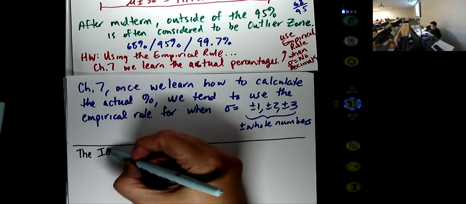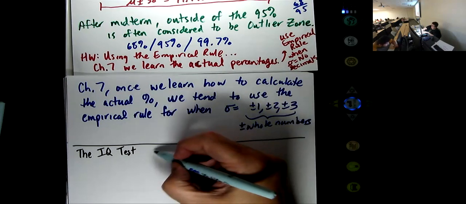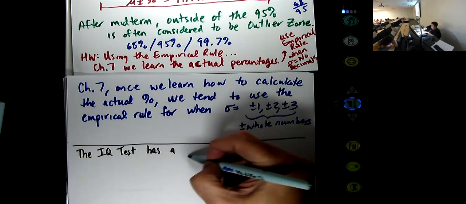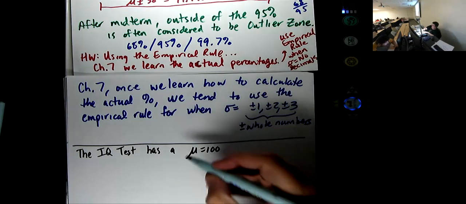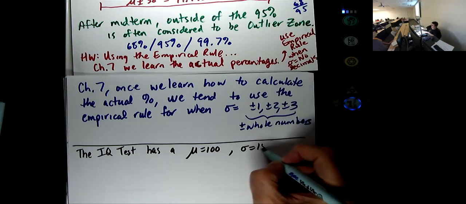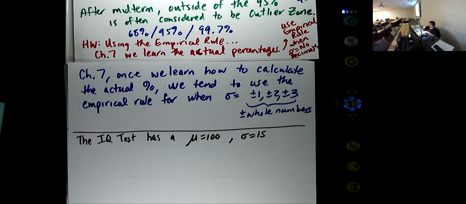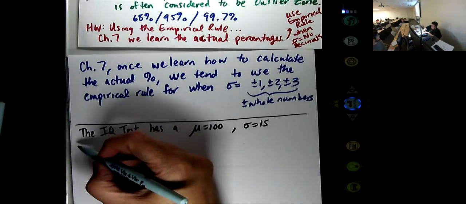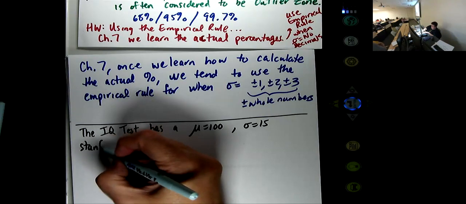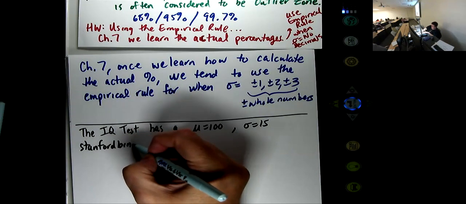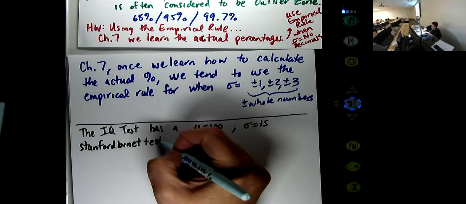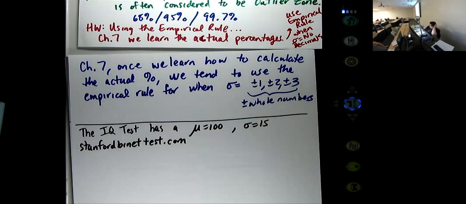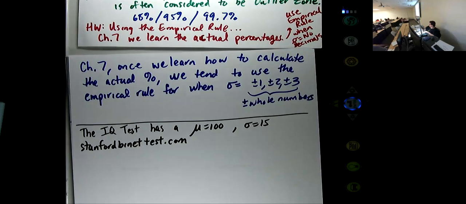The IQ test has a mean score of 100 and a standard deviation of 15. And if you want to take a gander at it, stanfordbenetest.com is where you can take a quick version, the 12-minute test, or the long version, which is a 24-minute test. They have math questions and reading comprehension questions in there.